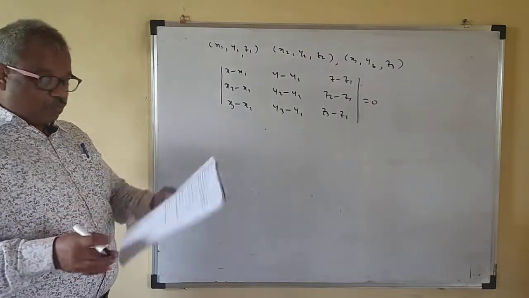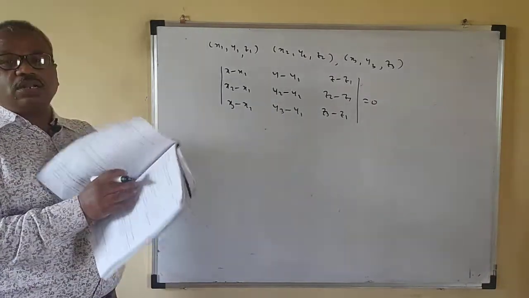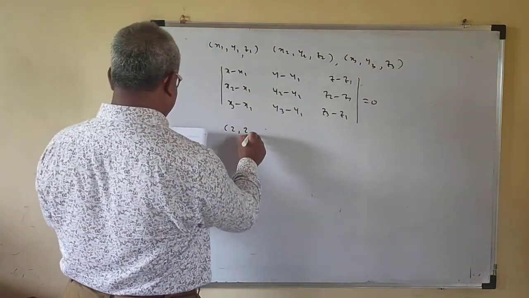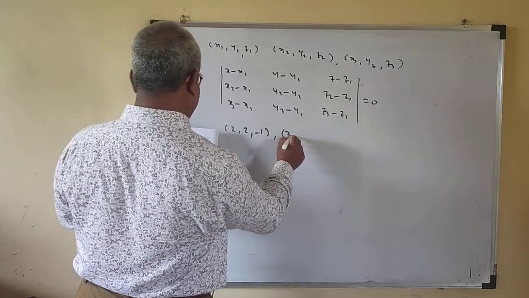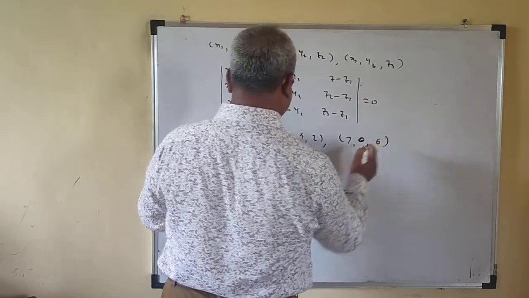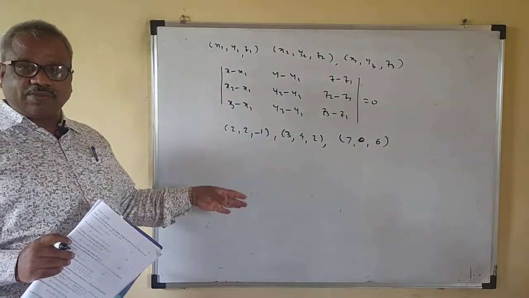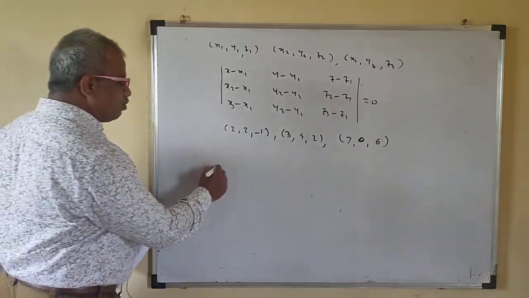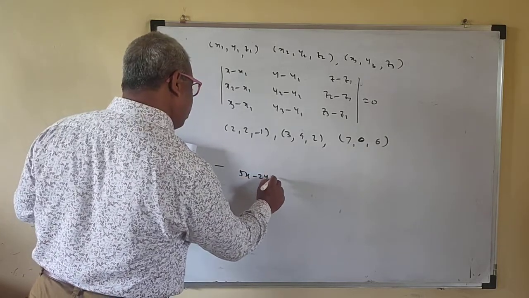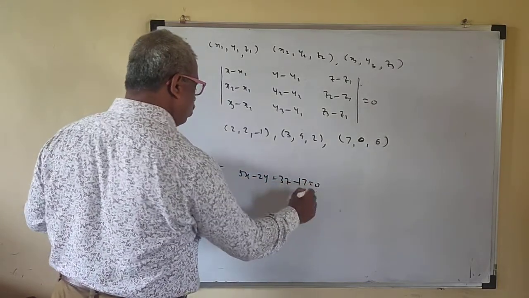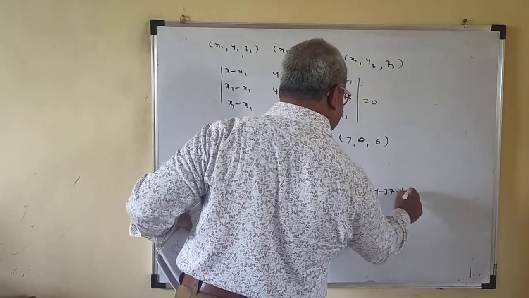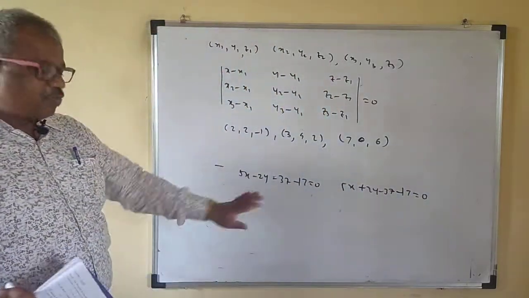But now, how to solve the problem? It is very difficult to find this determinant. Suppose the points are (2, 2, −1), (3, 4, 2) and (7, 0, 6). If this problem is asked in a competitive exam, you are given equations of the plane as options. Suppose the first is 5x − 2y − 3z − 17 = 0, the second is 5x + 2y − 3z − 17 = 0. Suppose these are the 4 options.